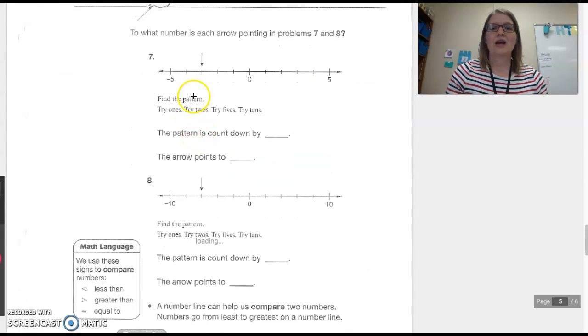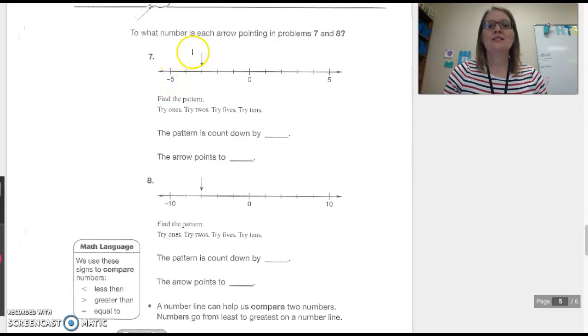Okay? And then to what number is each arrow pointing in problems 7 and 8? Find the patterns. Try 1s, try 10s, try 5s. The pattern here is to count up 5, let's see, 1, 2, 3. If we try 1s, we go 1, 2, 3, 4, 5. That would work. So this one is to go by 1s, and the arrow points to -3. Let's put that right there.